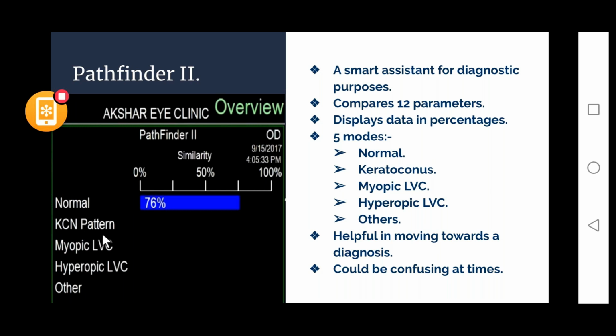Right. So what it tells you is, suppose you capture an image of a patient, it compares all the values with this database, and it tells us how much it is matching with which kind of database. So suppose you did a topography of patient X, in this specific case it says that it is matching with the normal database 76%. So there are 76% chances that this patient's cornea is normal. So basically we know that this is a normal cornea.